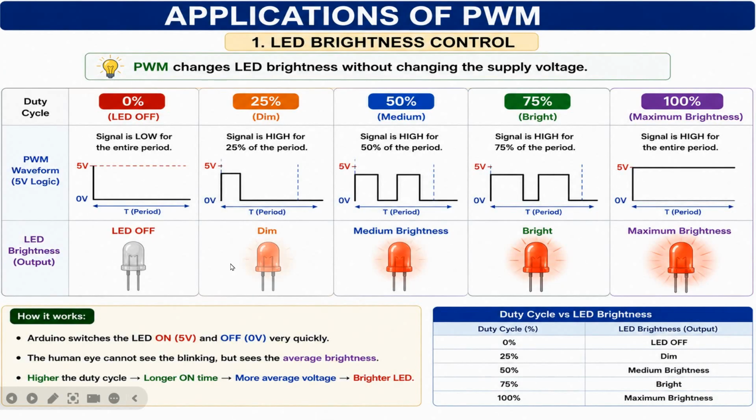These are some of the applications. Again, it is the same thing: if it is 0% the LED will be off, 25% it will be dim, 50% it will be medium, 75% bright, and 100% it will reach maximum brightness.